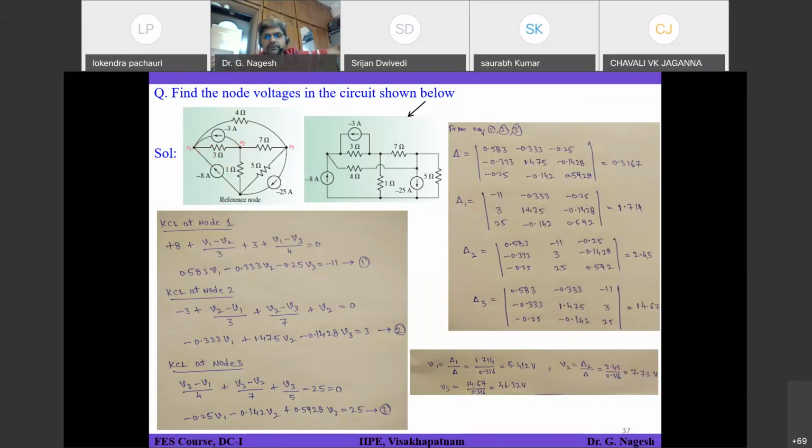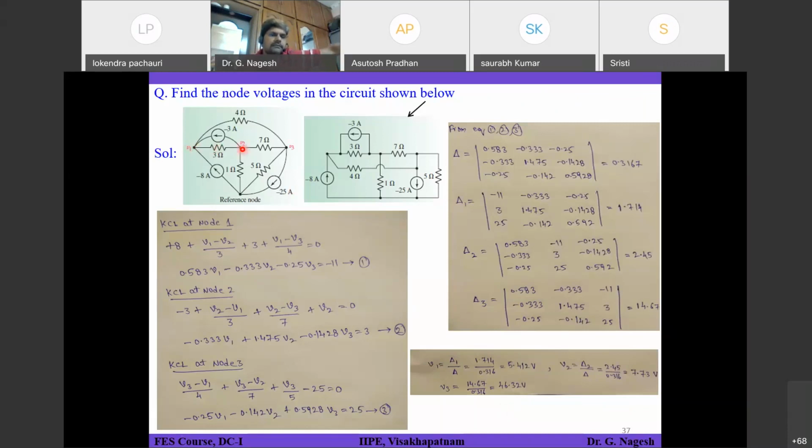Did anyone calculate the value of that one? Minus 2.32? Minus 2 point... I don't think so. Minus 0.7 something. Okay, minus something like 0.7, because 5.4 minus 7.3 divided by 3 will give you some negative value, maybe minus 2.2 divided by 3, which is something like minus 0.7. So minus 0.7 is the current flowing from node 1 to node 2.